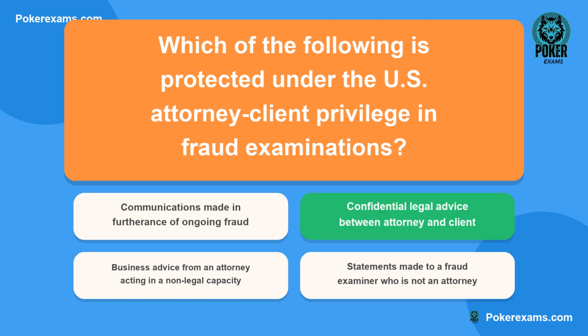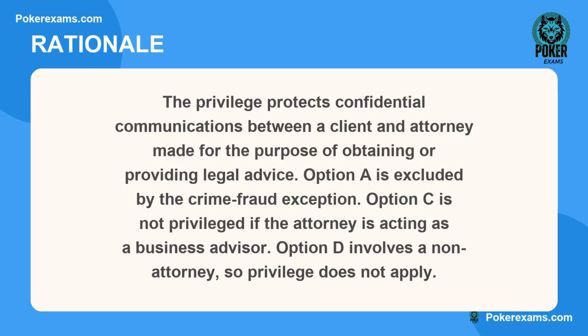The correct answer is B. Here is why. The privilege protects confidential communications between a client and attorney made for the purpose of obtaining or providing legal advice. Option A is excluded by the crime fraud exception. Option C is not privileged if the attorney is acting as a business advisor. Option D involves a non-attorney, so privilege does not apply.